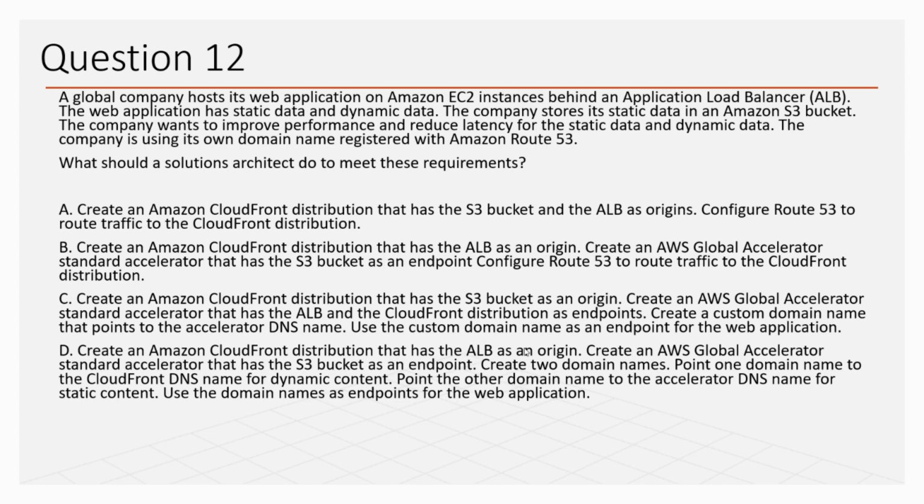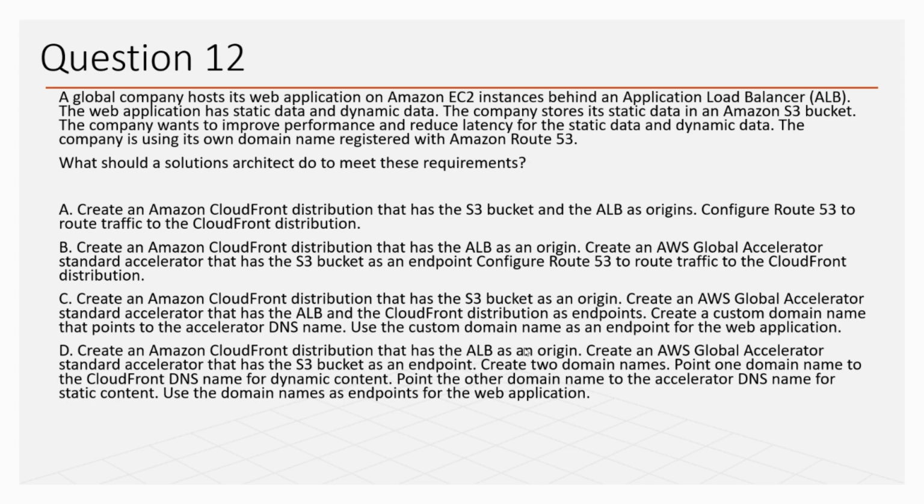Now let's look into the options. Option A says create an Amazon CloudFront distribution that has the S3 bucket and the ALB as origins. Configure Route 53 to route traffic to the CloudFront distribution. Option B, it says create an Amazon CloudFront distribution that has the ALB as an origin. Create an AWS Global Accelerator standard accelerator that has the S3 bucket as an endpoint. Configure Route 53 to route traffic to the CloudFront distribution.